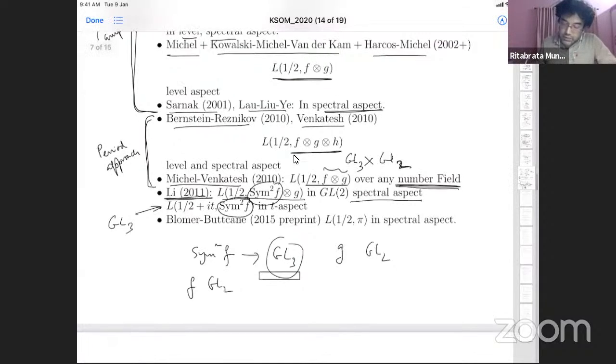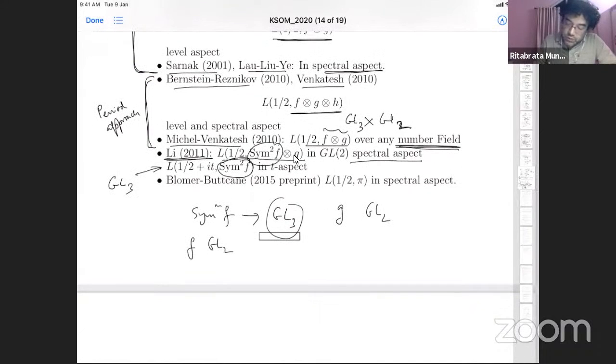And then let me mention the recent work by Blomer and Buttcane, a preprint from 2015, where they proved the spectral aspect subconvexity for a GL3 form. So pi here is a GL3 form.